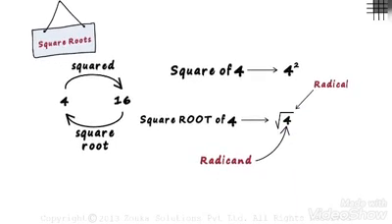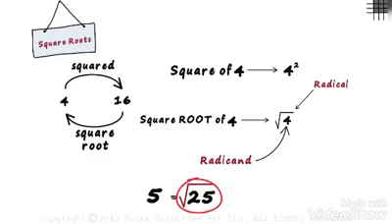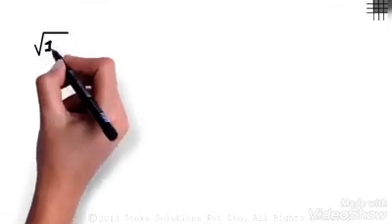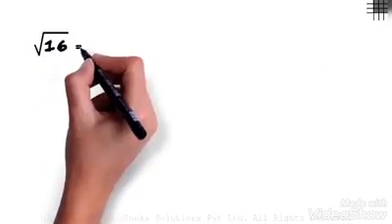But here's a simple way to remember it. We know that 5 squared is 25. This 2, when transposed to the other side, becomes a square root. So we can say that the square root of 25 is 5. Now let's look at something really interesting about the square roots. What's the square root of 16? Yes, it's 4. This means that if we square 4, we will get what is under this radical.